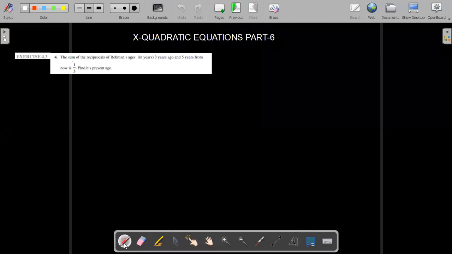So today we will do a word problem by using the formula method or splitting the middle term. It doesn't matter here. We can use any method. We have studied all the methods, so we can use any method.